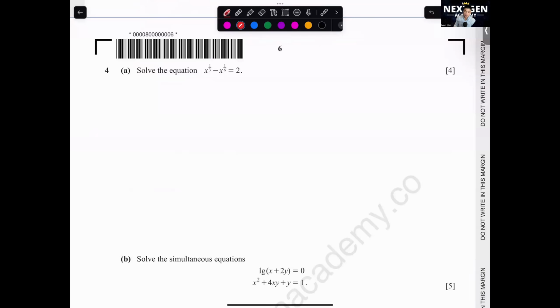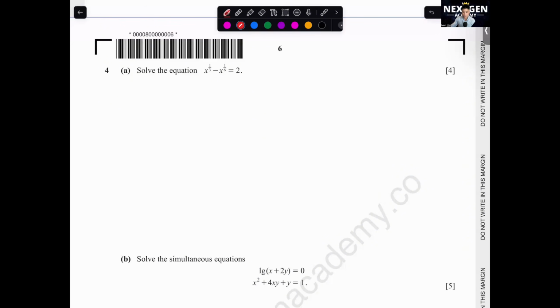Getting harder already. X to the power of 1 over 3 minus x to the power of 1 over 6 equals to 2. How do we solve this? First of all, we need to define what type of equation this is. Anyone? What type of equation is this? What chapter is this under? Is it a log chapter? Why do we need log over here? No, it's not a log question. Yes, Jing En, very good. Not just indices, but a complex quadratic equation.